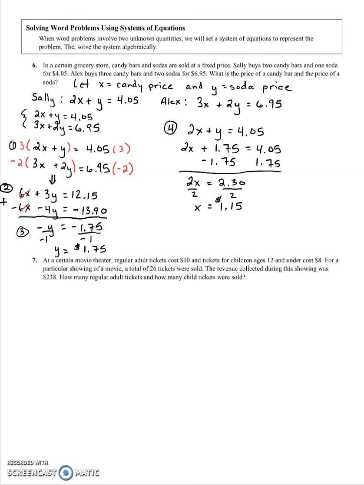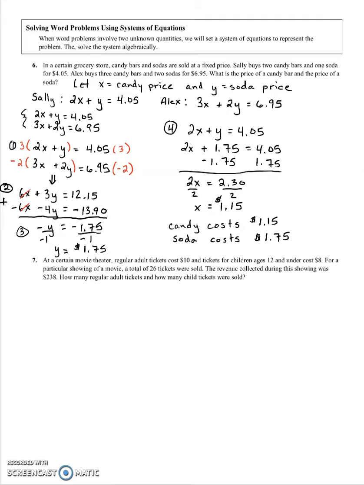So what do we know? Candy costs $1.15, and a soda costs $1.75. Okay, you should try to do number 7. Pause the video, and then you can pick up and see if you got it right.